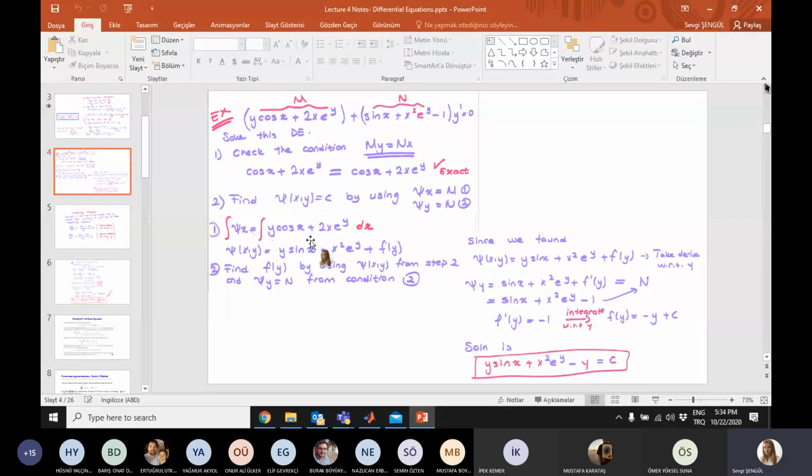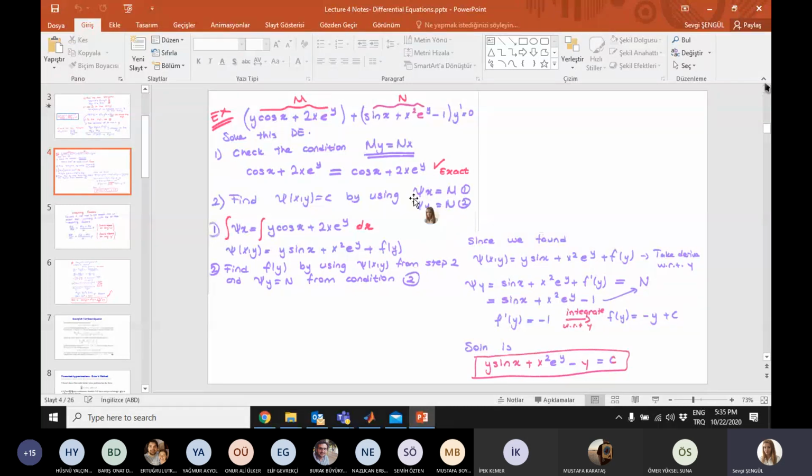Since you are starting from the first condition, we are assuming there is always a function of y here, because the derivative of this one with respect to x should be equal to M, right? If there is a function of y here, once you take the derivative of this one with respect to x, it should be 0. That's why we are saying f of y. There will be no f of x if you start with the first equation.